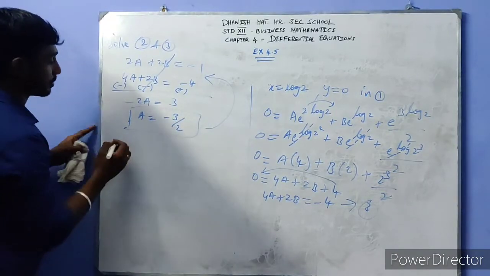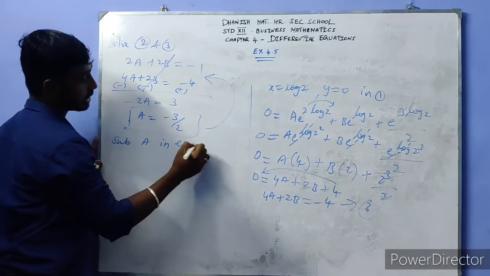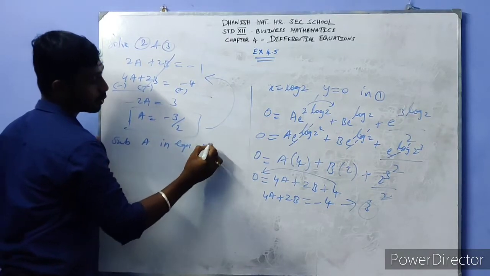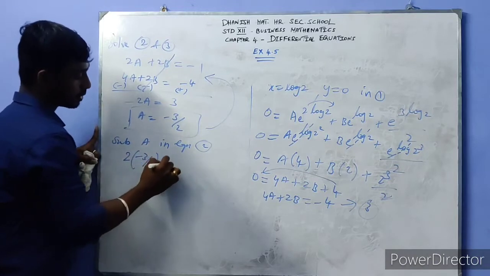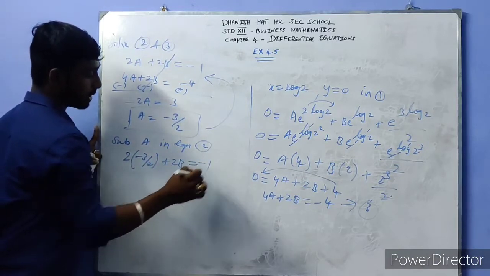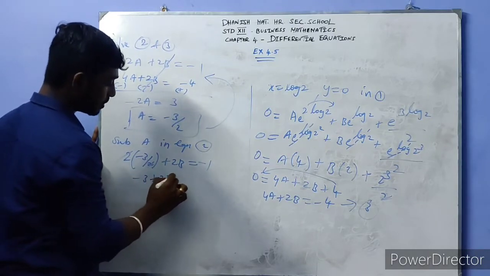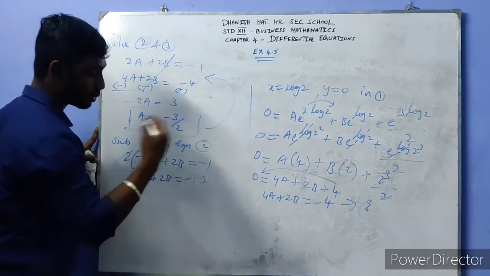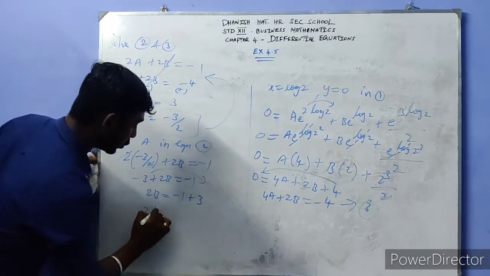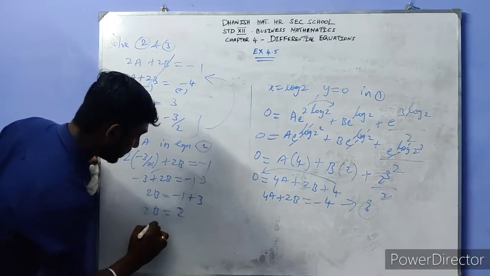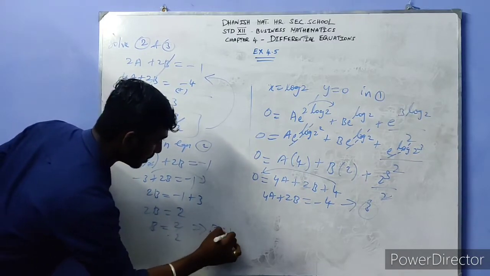So you will be getting this. Substitute a in equation 2, you will be getting 2 into minus 3 by 2 plus 2b equal to minus 1. Now cancel this 2 here. So remember, minus 2 plus 2b equal to minus 1. This minus will change to 2b equal to minus 1 plus 3. 2b equal to 2 here. b is equal to 2 cancel, you will be getting b is equal to 1.